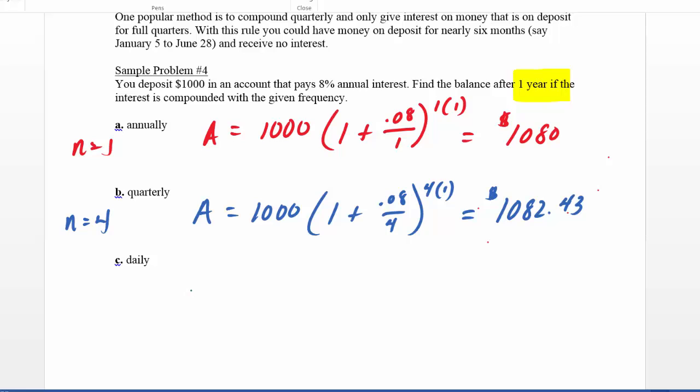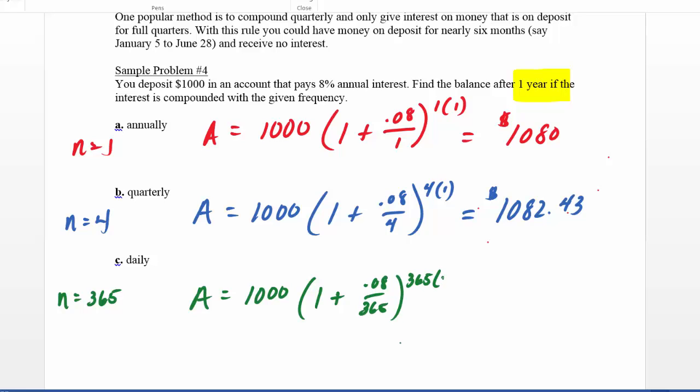So let's check the daily. So n, and remember we're going to do 365 for daily. And that gives us a final balance of $1,083.28. And so you can see here, by compounding more frequently, our balance increases a little bit more because we're putting the interest back onto our account balance more often.